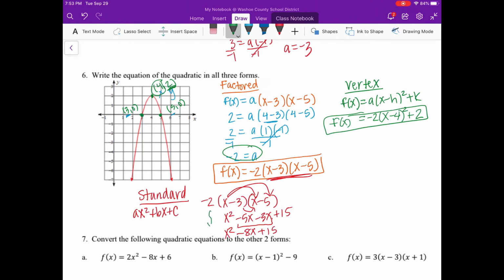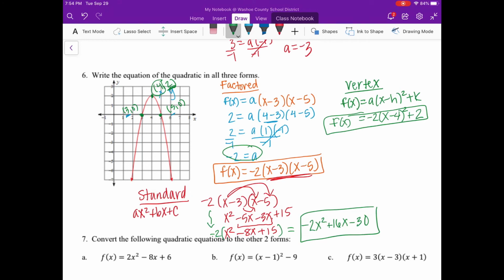Then I'm going to bring down that -2 and then multiply that through everything inside the parentheses, which simplifies to -2x squared plus 16x minus 30. Very standard form.